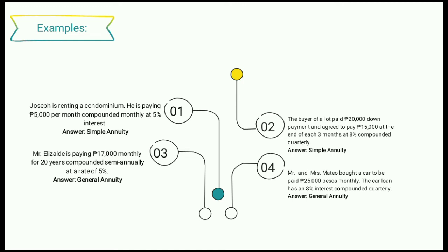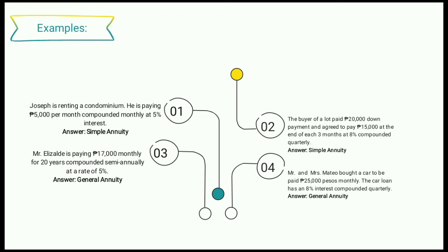Mr. Elizalde is paying 17,000 monthly for 20 years, compounded semi-annually at a rate of 5%. The answer is general annuity because the payment interval is monthly and the compounding interval is semi-annually. So by definition, they are not the same, so we call it general annuity.